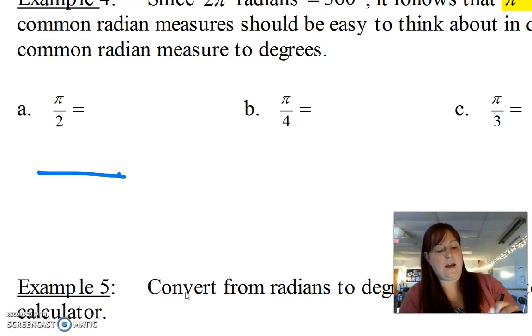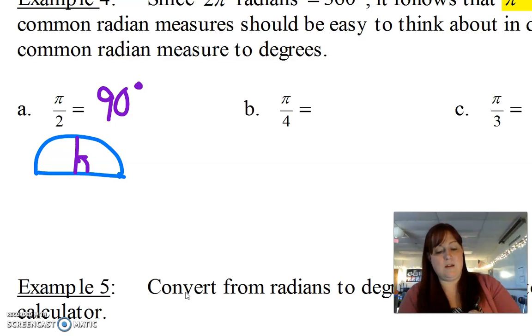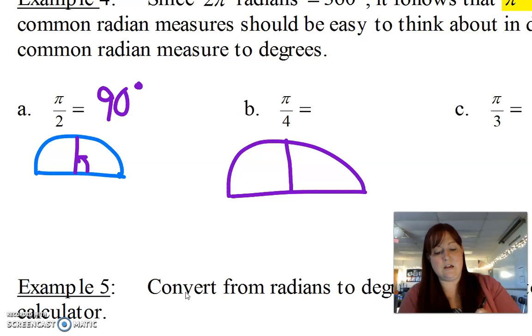Pi over 2 would be half of a half. Well, what's half of a half? Half of a circle is 180 degrees, and a fourth of a circle is 90 degrees, okay? The other thing you can do is multiply, but I'm hoping this is not too bad. So then what's pi over 4? Well, that's a fourth of the way to pi. And if all the way to pi is 180, half the way to pi is 90, a fourth of the way to pi would be 45 degrees.